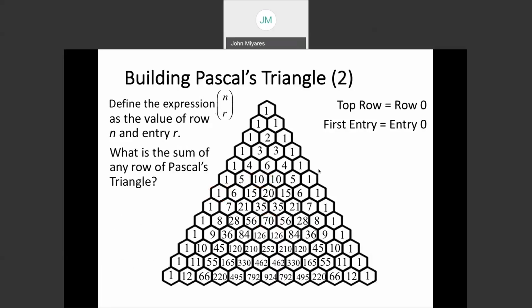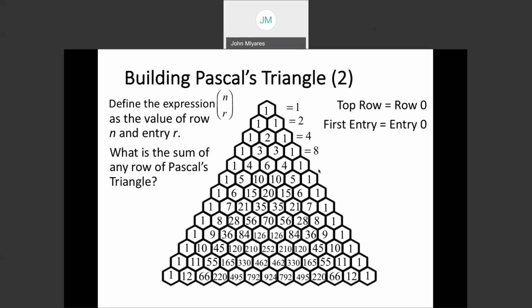Now, there are tons of unique patterns within Pascal's triangle. For example, what if we wanted to know the sum of any row of Pascal's triangle? Is there a pattern? Well, let's look at the row sums. The top row is just 1, so that sum is 1. As we work our way down, we have 1 plus 1 is 2. Then 1 plus 2 plus 1 is 4. And 1 plus 3 plus 3 plus 1 is 8.